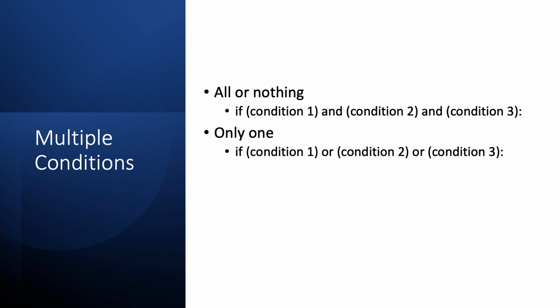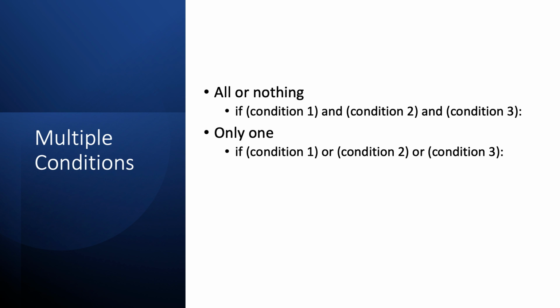And this slide presents two distinct ways to combine conditions into a single if statement. First, we have the all or nothing approach. This is represented by the code snippet if condition 1 and condition 2 and condition 3: In this scenario, all conditions must be true for the indented code block to execute. It's like a series of locked doors where every key must fit in order to open the way forward. So only if condition 1 is true and condition 2 is true and condition 3 is true, only then can we process the indented code.